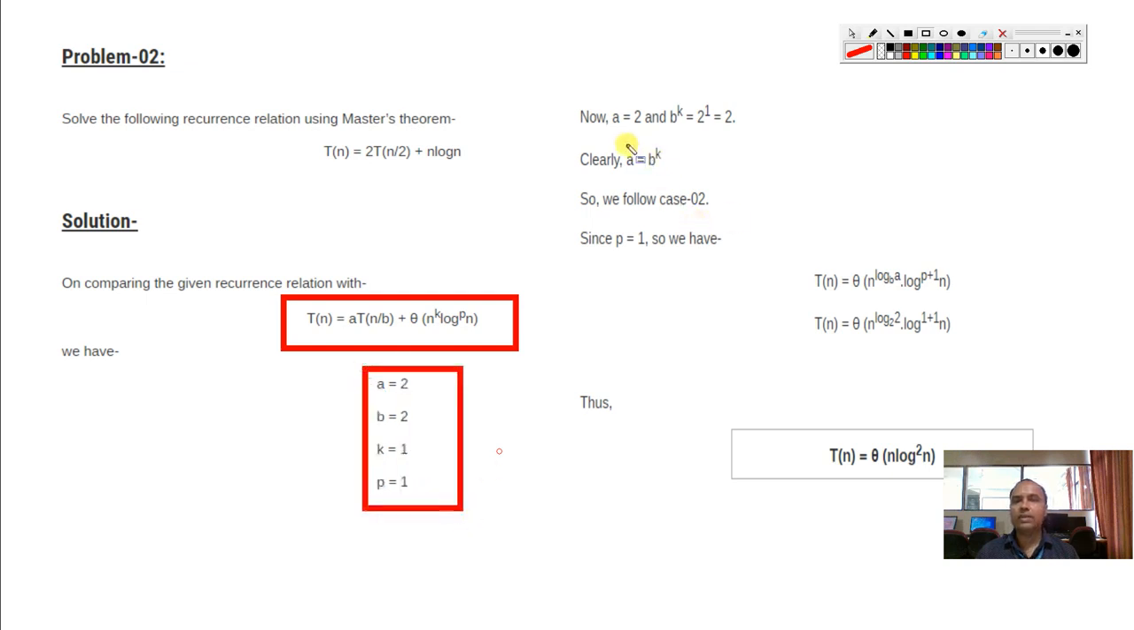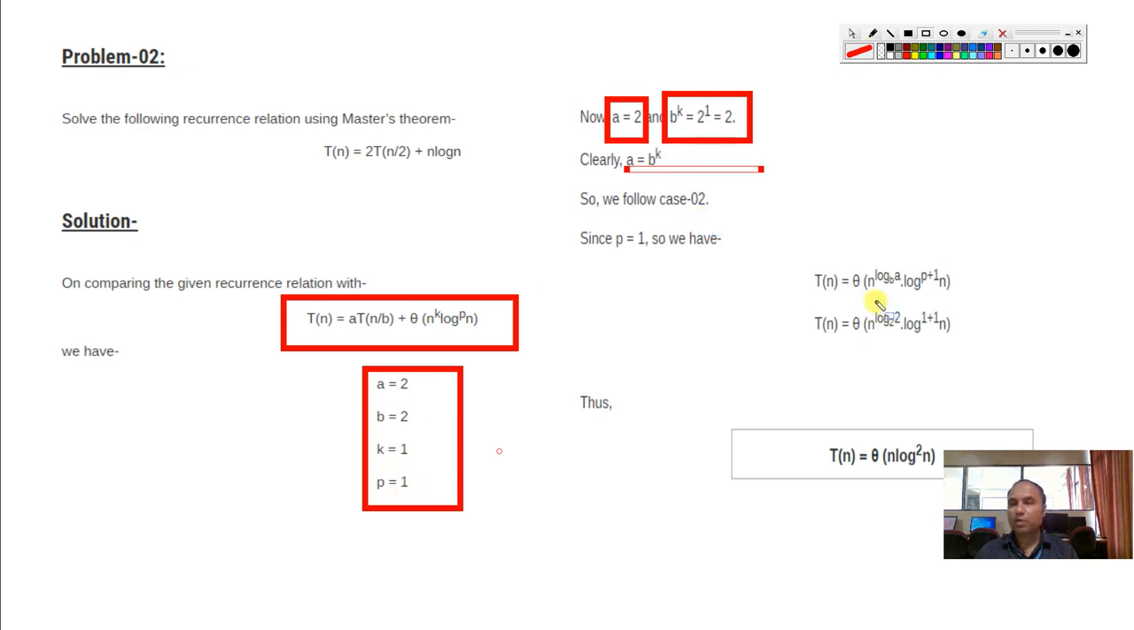Again, what is the next step? As we all know, we have to find the value of a, and we also have to find the value of b raised to k. Here the value of a is 2, b is 2 and k is 1. That gives us b raised to k equal to 2 raised to 1, which is 2. So clearly the value of a is 2 and the value of b raised to k is also 2, so case 2 will be applied, where a is equal to b raised to k, right?